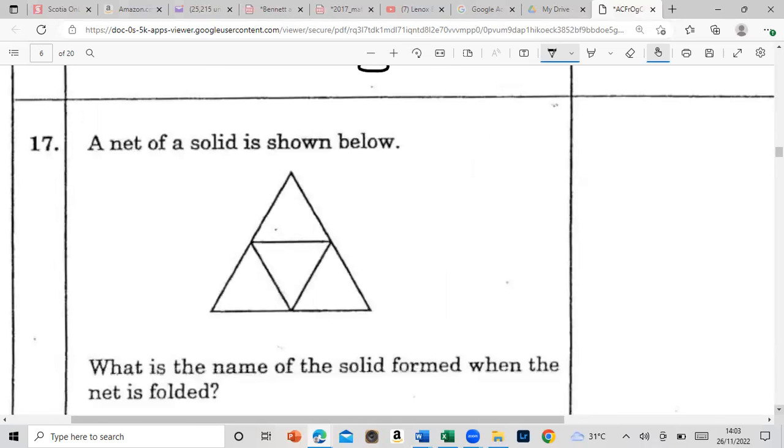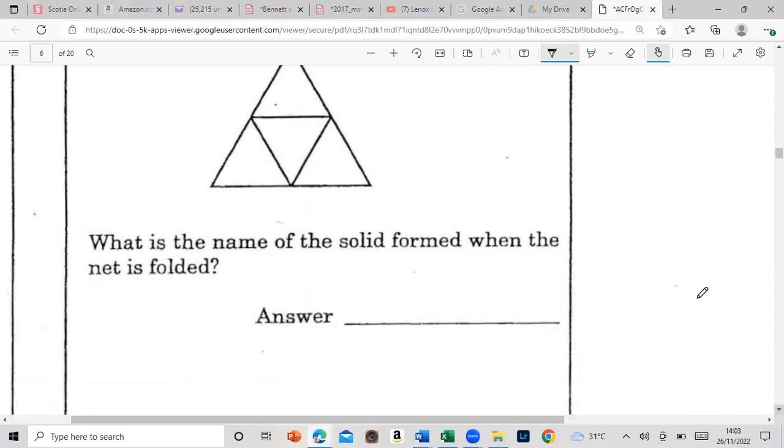It says a net of a solid is shown below. What is the name of the solid formed when this net is folded? Forget the spelling, right? That is a tetrahedron. So it's tetra.